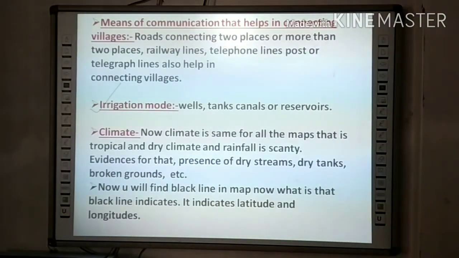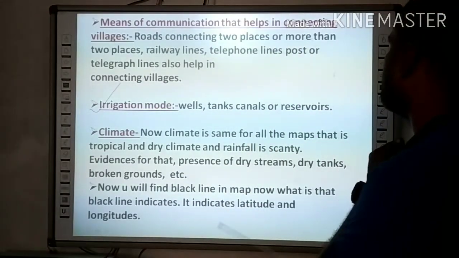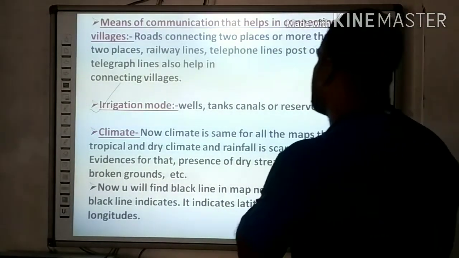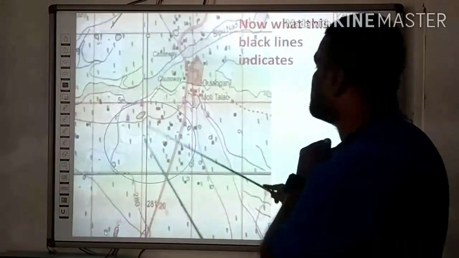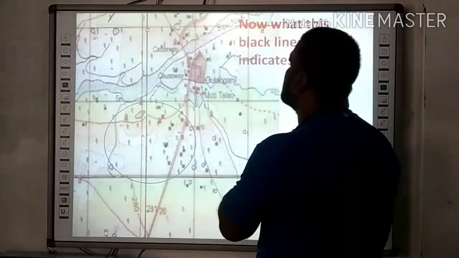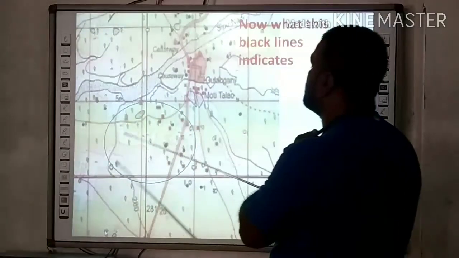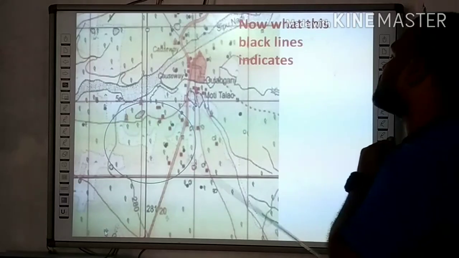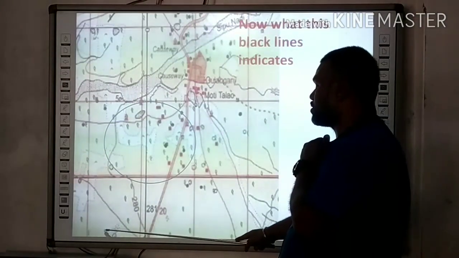Now you will find black lines in the map. What do these black lines indicate? Let me show you. Can you see this map, this zoomed portion? You can see here two black lines, one parallel line and another straight line. What are these black lines? These black lines are latitude and longitude.